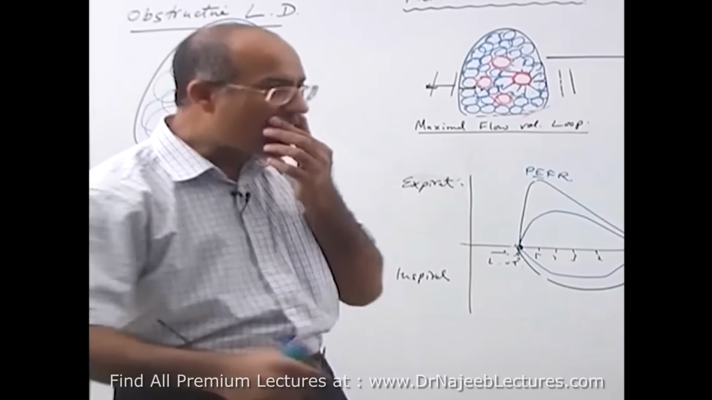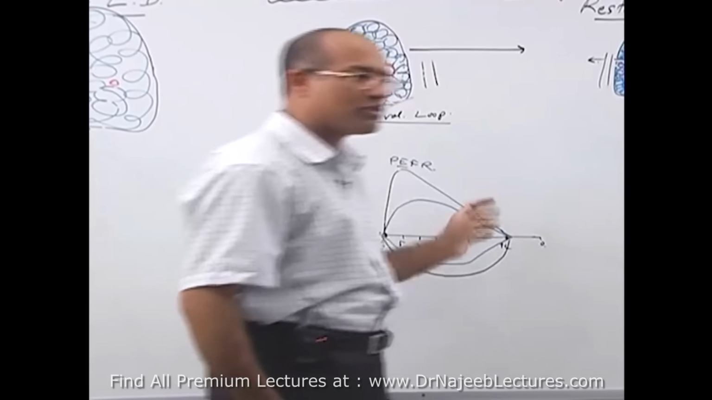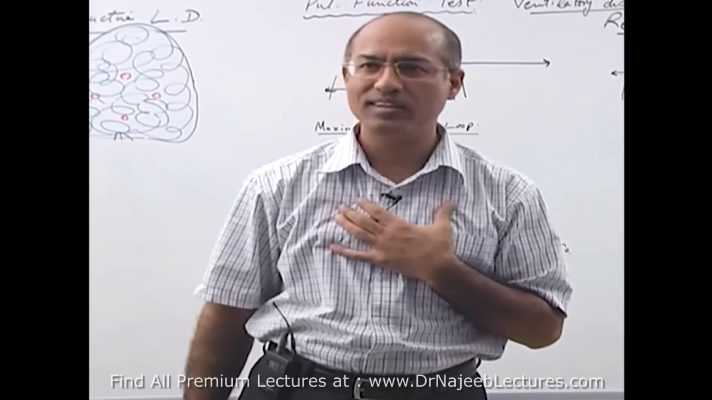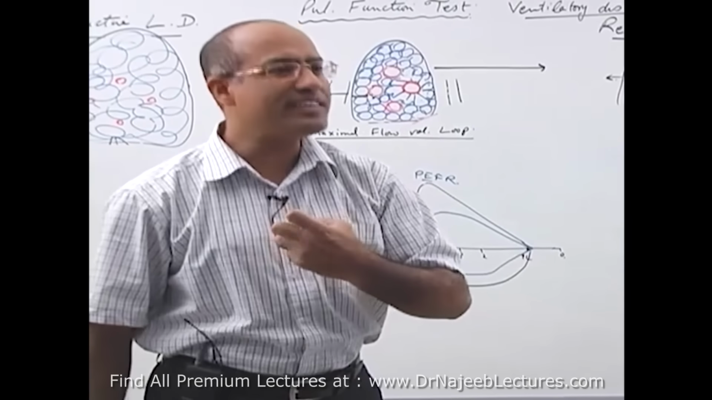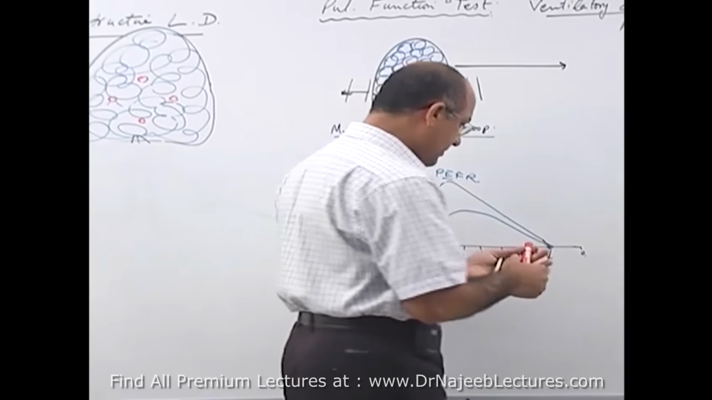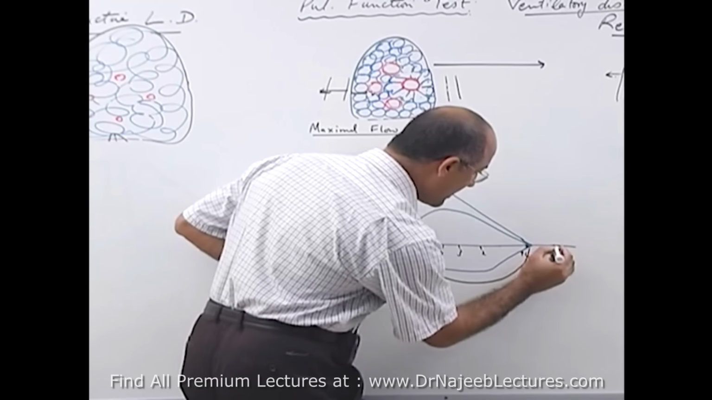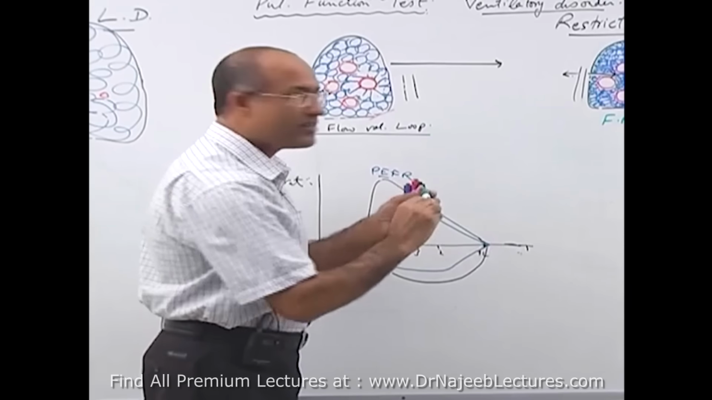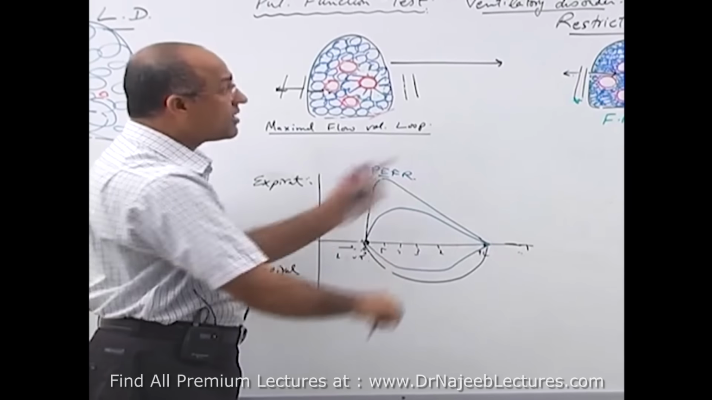Is that right? Now we see what happens to this loop in restrictive lung disease. Let us suppose I'm a person who has a fibrotic lung. If I have a lung which is fibrotic, it is very stiff with very high recoil. In this case, let me draw. If this is zero volume, I will draw with green color the same flow volume loop in restrictive lung.